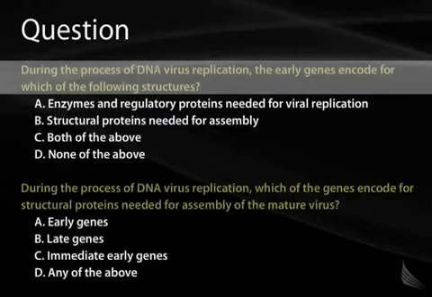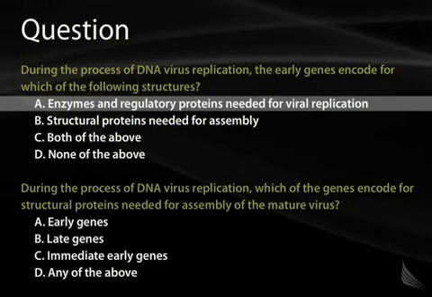Next question. During the process of DNA virus replication, the early genes encode for which of the following structures? A. Enzymes and regulatory proteins. B. Structural proteins. C. Both, or D. None. So we know that early genes encode for enzymes and regulatory proteins needed for viral replication.